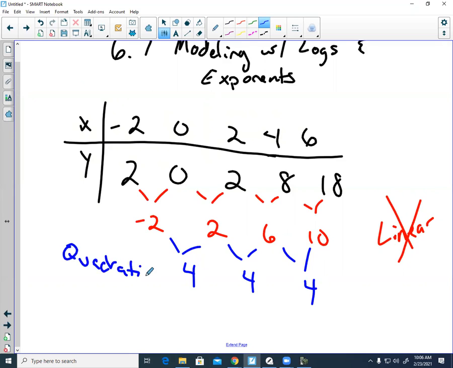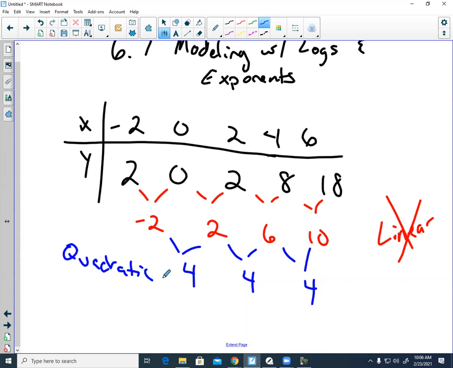Now, if I was asked to write an equation of this, I would type negative 2, 0, 2, 4, 6 into L1. I would type 20, 2, 8, 1, 8 into L2. I would hit stat again, arrow over, and go down a whole bunch of times until I find quadratic regression, because this is a quadratic equation. I would hit enter and it would give me an equation. That was something we did way back in chapter 2 or chapter 3. It's been a while since we talked about this, but this is what we should know already.